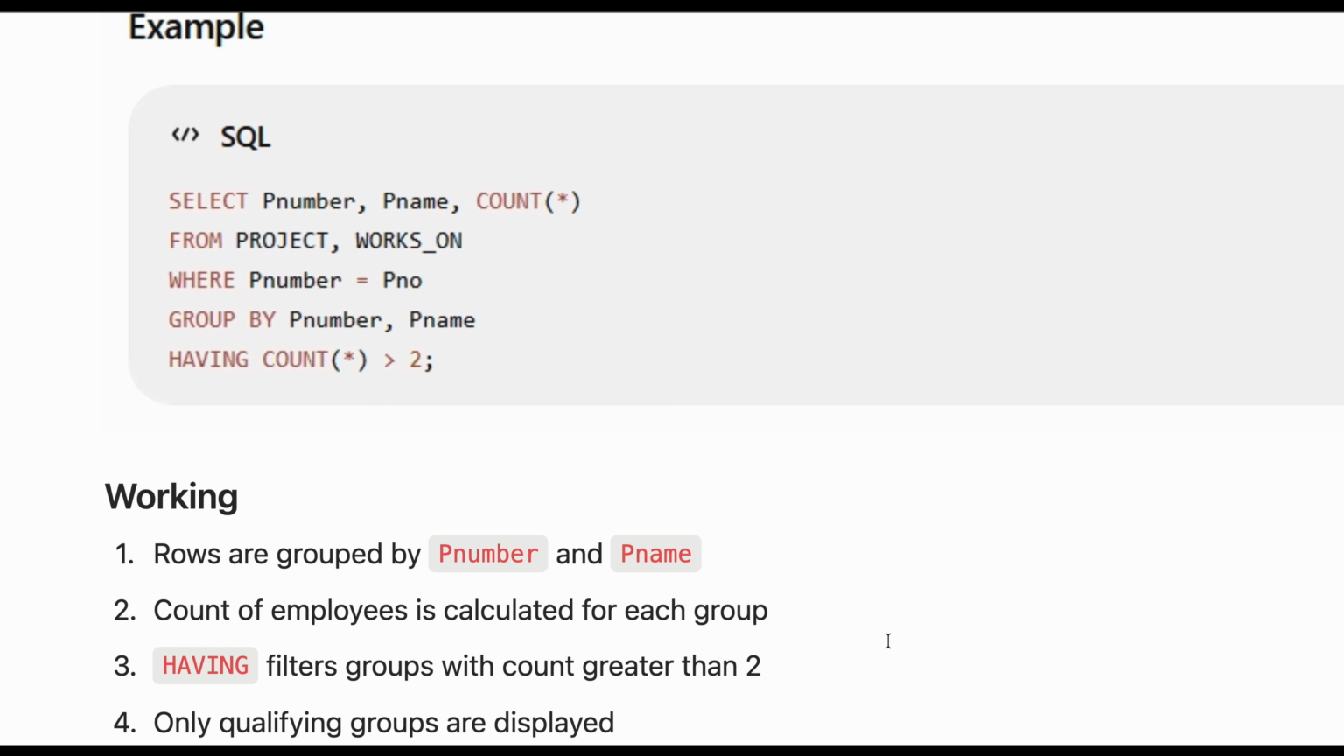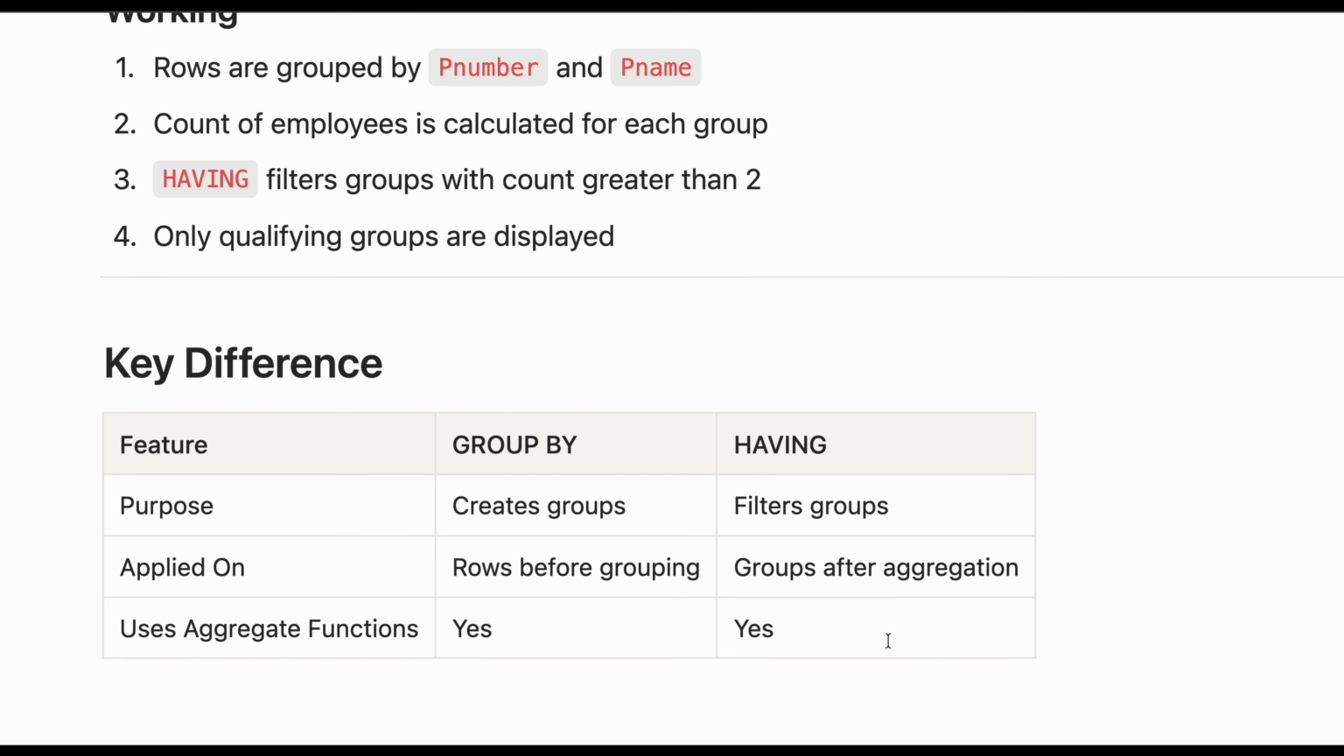Now let's see some key points. So this is the key difference between group by and having. Group by is used to create groups and having is used to filter those groups. Like that, you have to write in the examination along with the proper definition, example and the key difference between them to get the full marks.